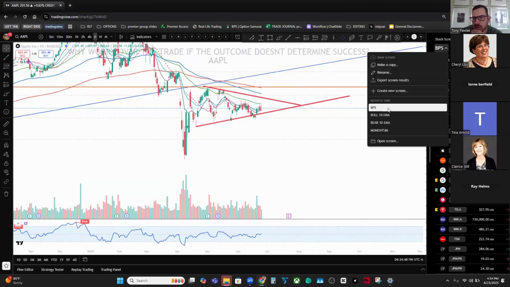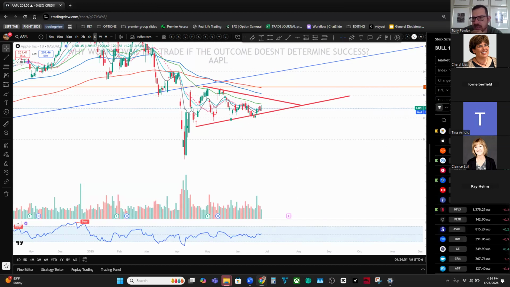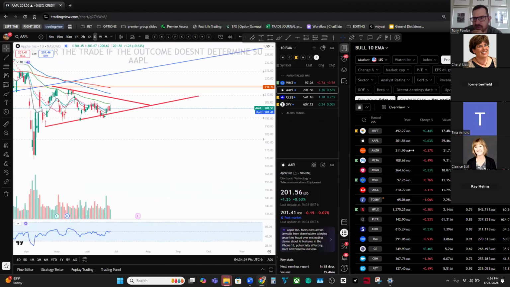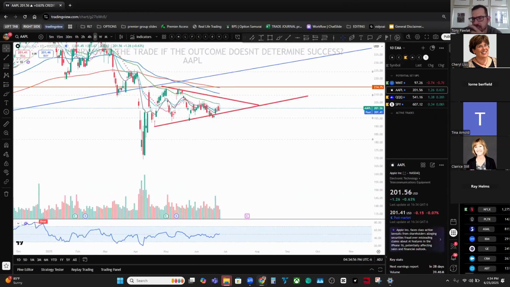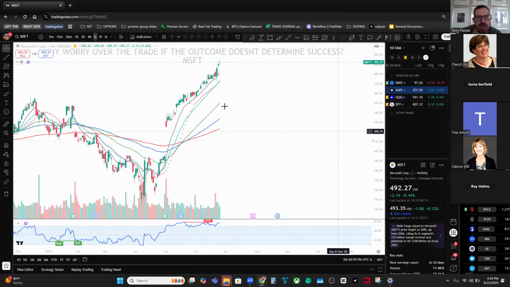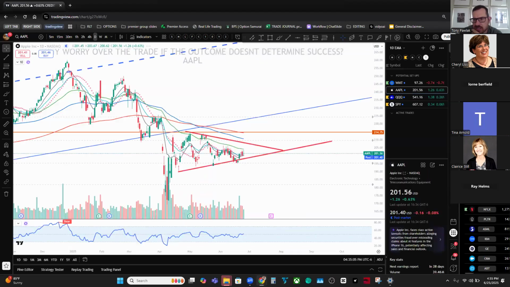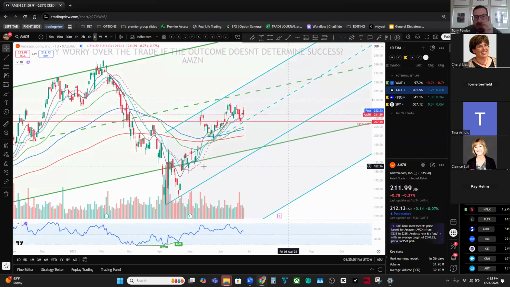And what we're going to do is look at some bullish 10 EMA setups here, and then see if we can find some that match our scenario. So Microsoft is not a 10 EMA setup right now. We're going to pass on that. We already just looked at Apple.